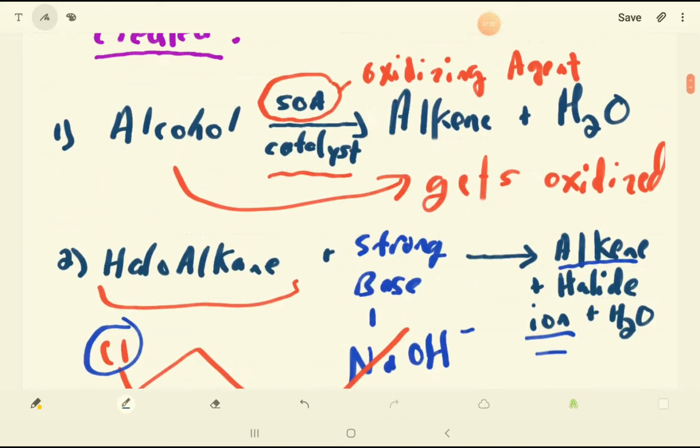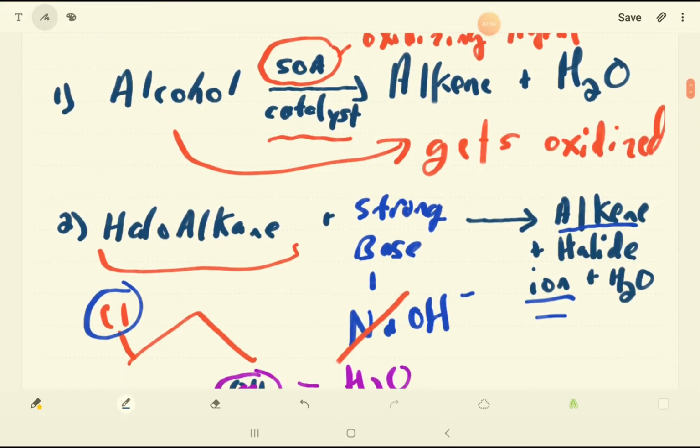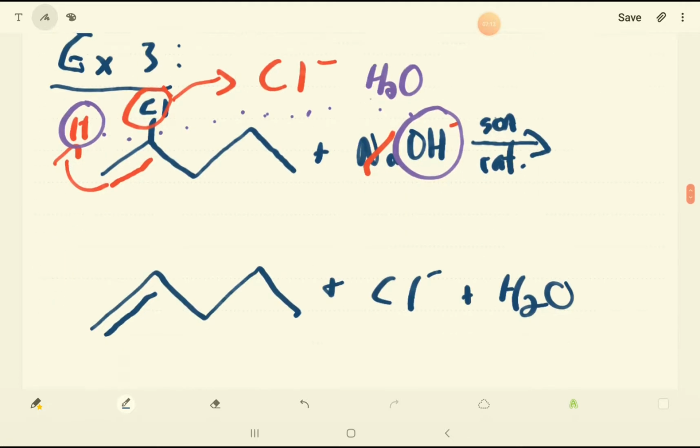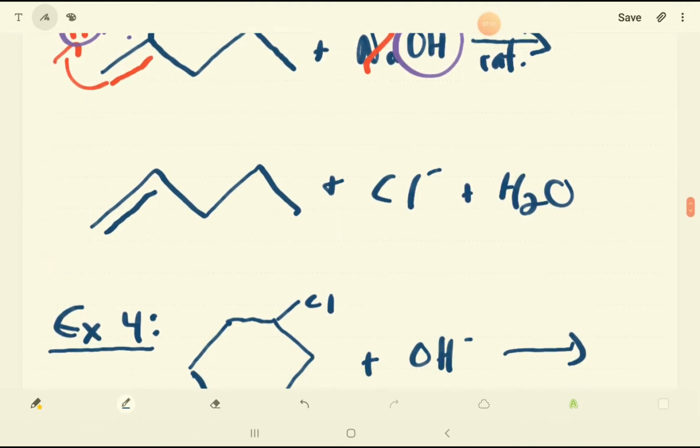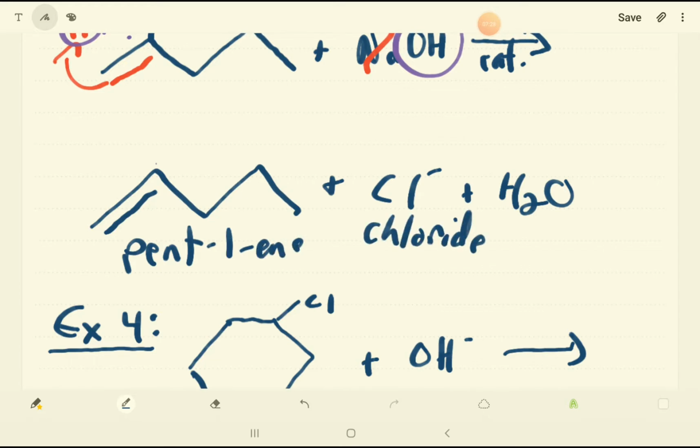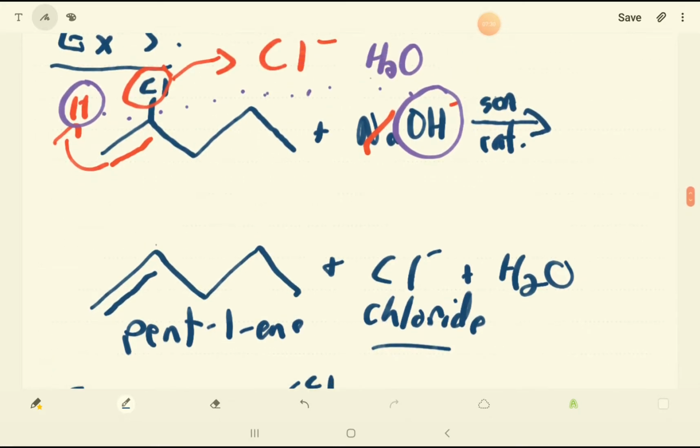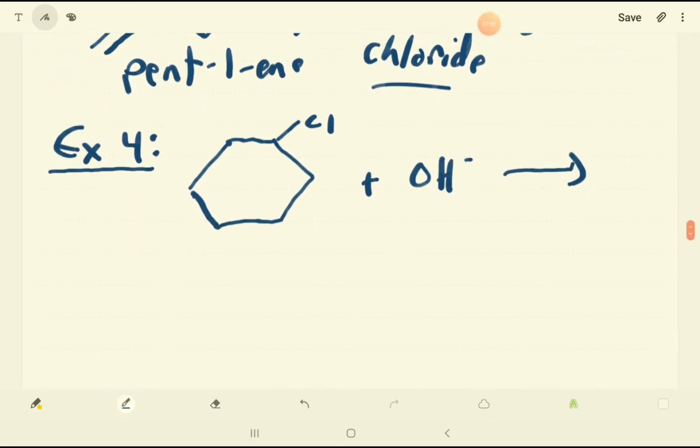And that fits the profile of our general formula. We said there's a halogenated alkane, or a haloalkane, plus a strong base, gives you an alkene plus a halide ion, and then water. Your alkene over here, 1, 2, 3, 4, 5, is pent-1-ene. This is chloride, so that's our halide ion, and then here is water. Let's look at another example.